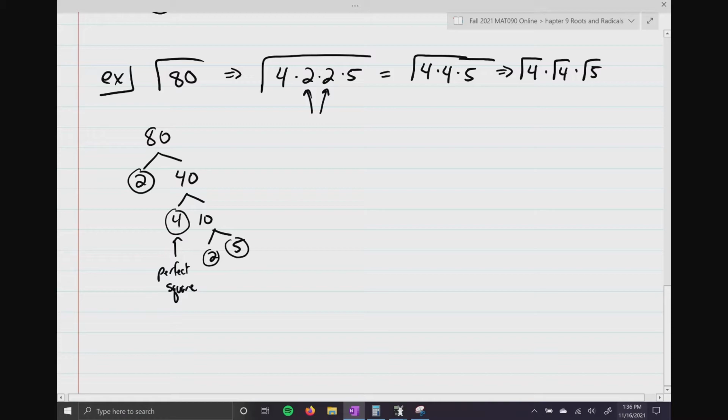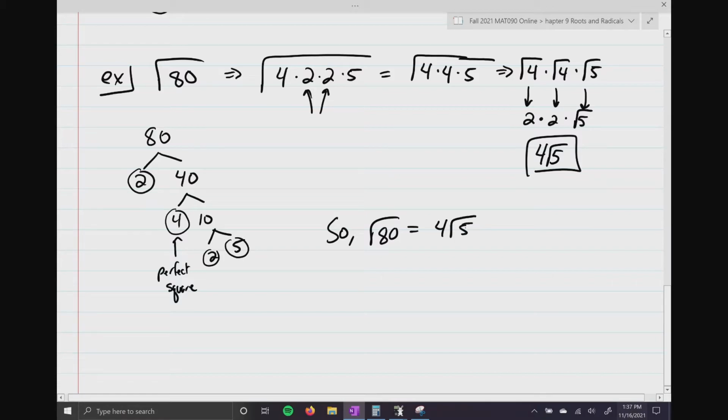I'll just come straight down. Square root of 4 is 2 times the square root of 5. And 2 times 2 is 4 square root of 5. So, if I just want to summarize this, the square root of 80 equals 4 times the square root of 5.